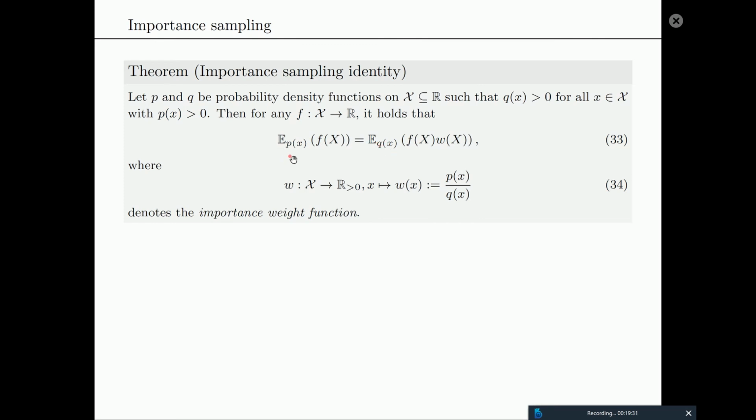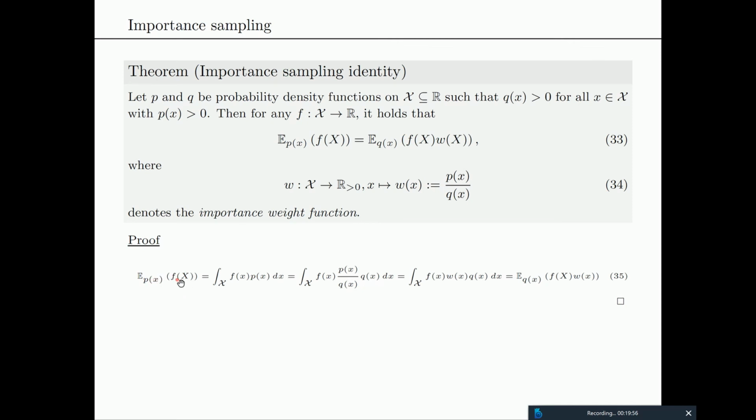So the main thing here is that instead of evaluating the expected value under p(x), you evaluate a different expected value under q(x), and they are the same. And the different expected value is given by weighting this function f according to this ratio. And why this holds is relatively straightforward.